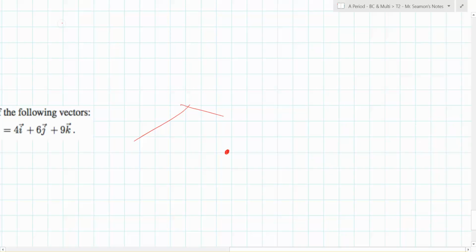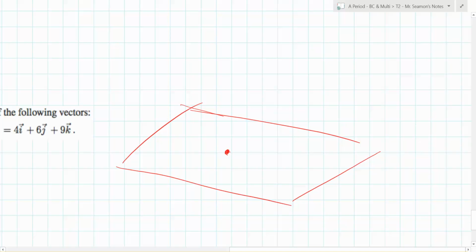Let me draw this properly. So there's a plane, there's a point on the plane. Let's say I draw a line straight off of that and it's perpendicular to this plane. Is everybody with me so far? Basically, I have a piece of paper and there's a pencil sticking out of the piece of paper. How many different lines can I draw through that point that are perpendicular to that line? An infinite number.